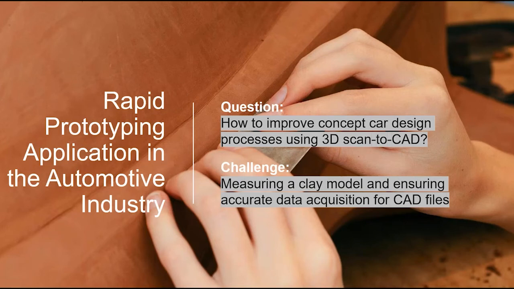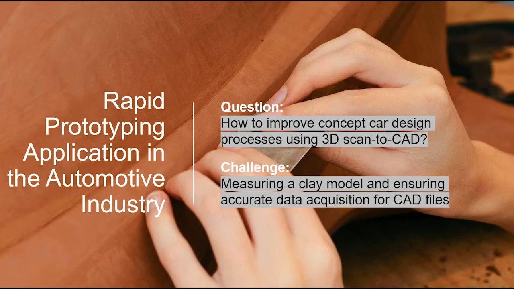Now, our fourth example, a rapid prototyping application in the automotive industry. So how can we improve concept car design processes using 3D scan to CAD? Well, the challenge here is a bit similar to the previous example. The first steps of the car design are usually done on a drawing board, and then the artist continues his work by realizing a clay model that he will refine.